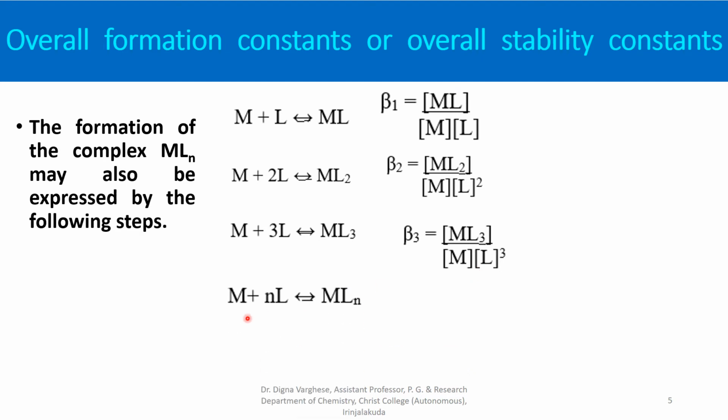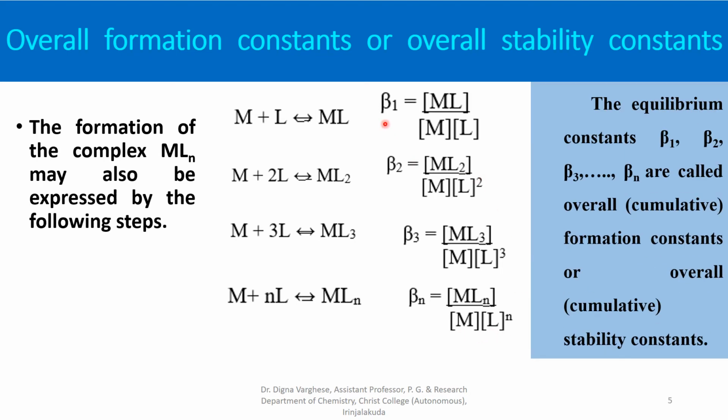So there is formation of MLn complex, that is, the metal reacts with n number of ligands to form MLn. Beta n is the overall stability constant here, that is concentration of MLn divided by concentration of M into concentration of L raised to n. Here you can see the equilibrium constants beta 1, beta 2, beta 3 and beta n for the corresponding formation of complex. So these are called overall or cumulative formation constants, or we can say overall or cumulative stability constants.